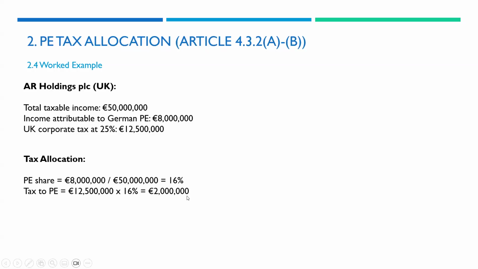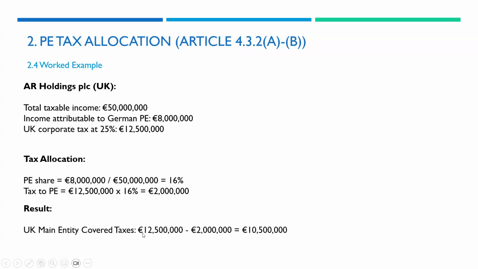So 2 million is pertaining to the PE, and what do I do with it? Once I know that it is 2 million, I will reduce it from the AR Holdings' covered taxes, and the German PE will add it to its covered taxes. So the UK main entity will have covered taxes of only 10.5 million, and the German PE would have plus 2 million now. Are you understanding this? It's pretty straightforward and clear.